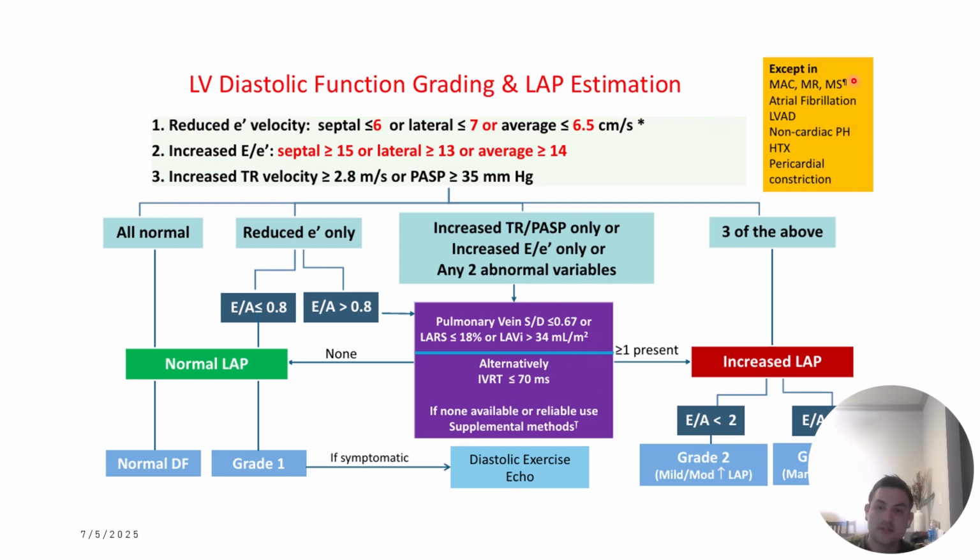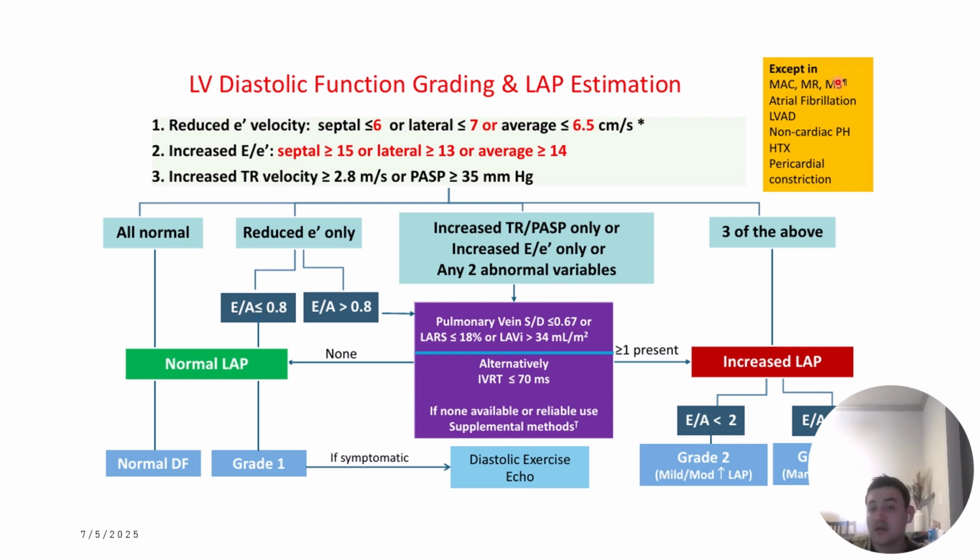Again, in this dark yellow table are the conditions in which you don't use those parameters. For example, atrial fibrillation, MAC, MR, MS, a history of transplant or pericardial constriction, etc. So we're going to put an example. MR, what happens in MR? In systole, you are going to have blood going to the LA. More blood going to the LA in systole means more blood in diastole going to the LV. So the E velocity is going to be higher. That is why in MR you don't use it.